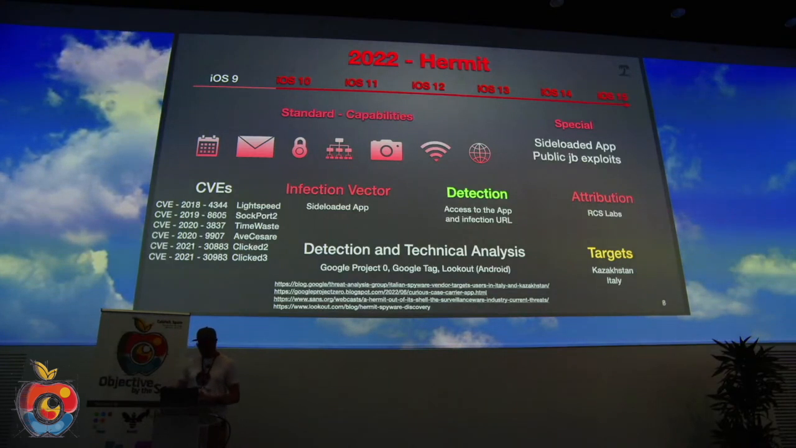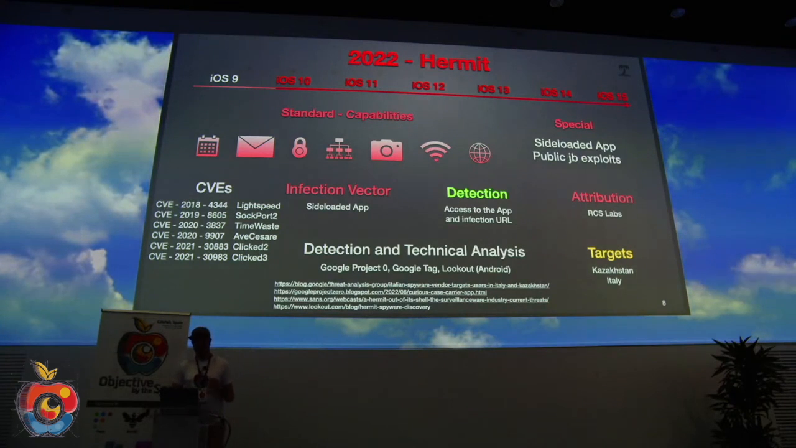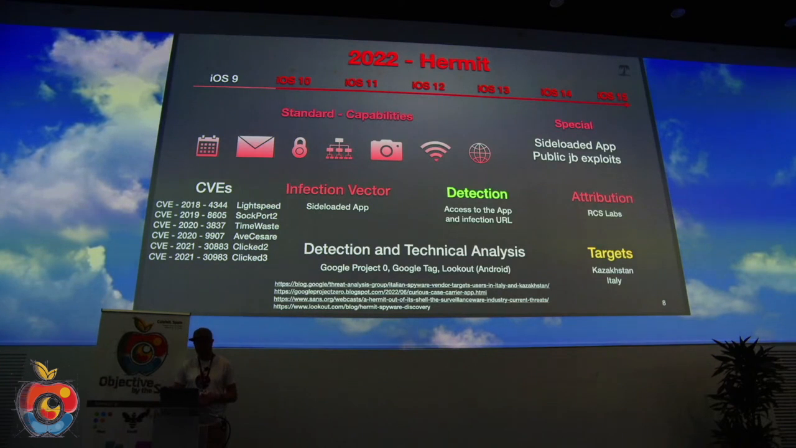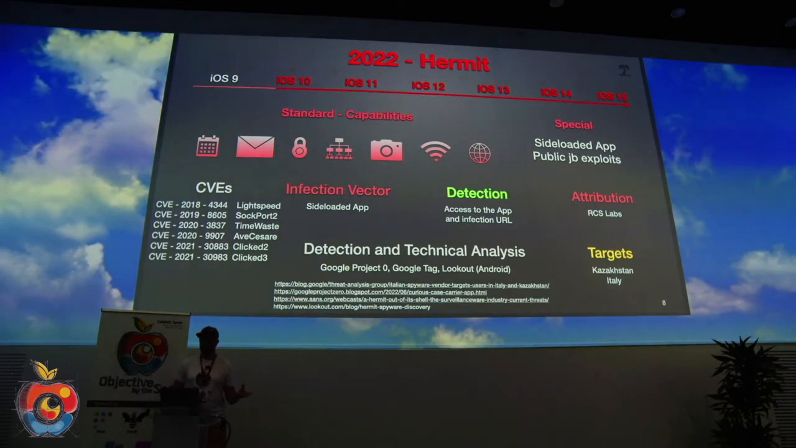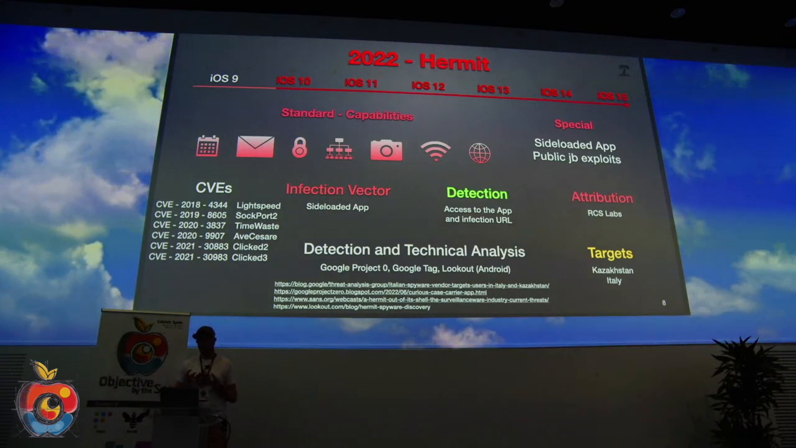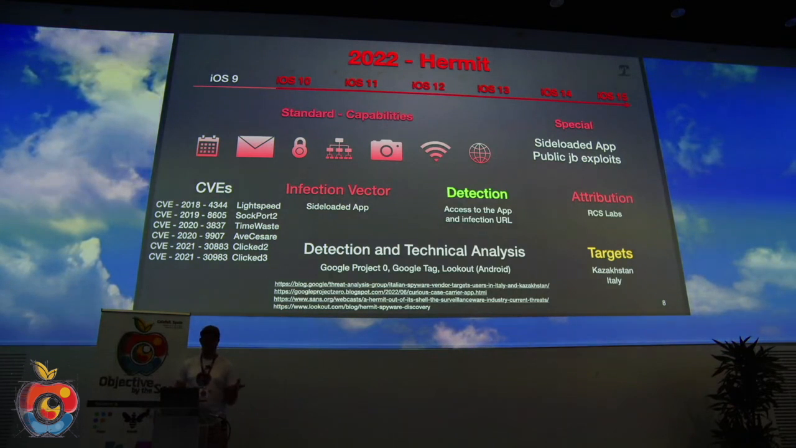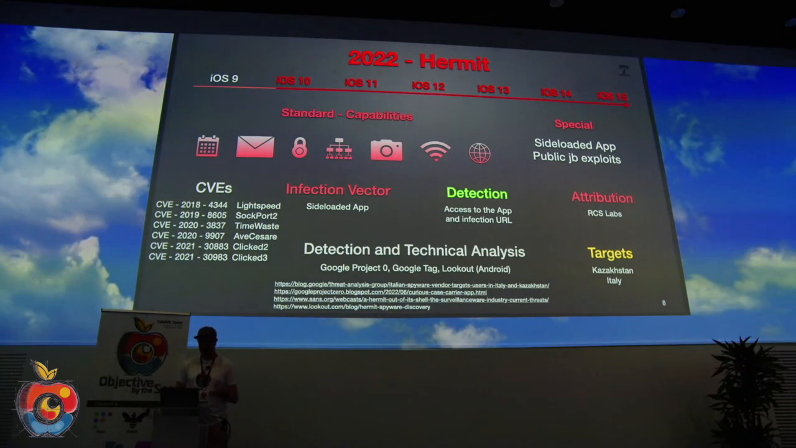Now the last sample, it's a report which also came out, I think, a couple of months ago. It's the Hermit malware. In comparison to the other samples, this one has an infection vector of a sideloaded application. So that's something that you as a company can basically, if you're using an MDM, completely protect yourself against.